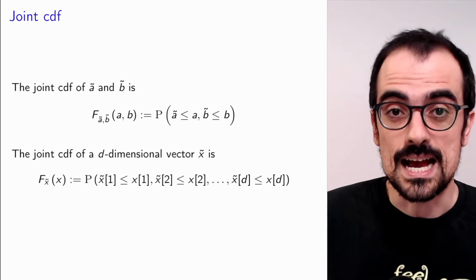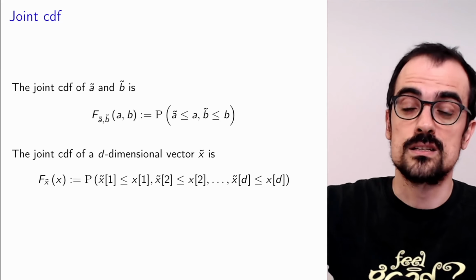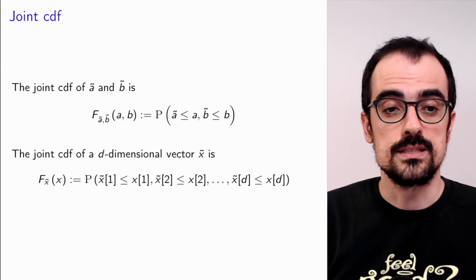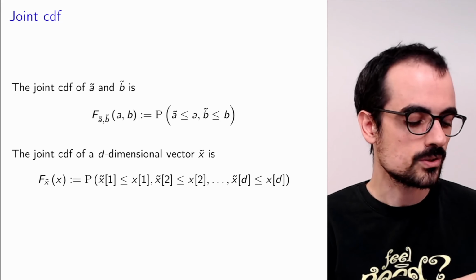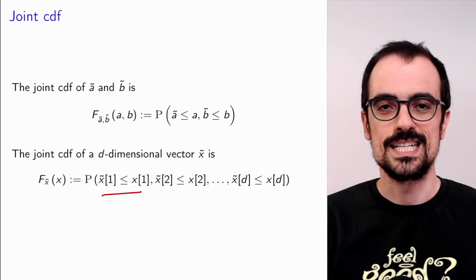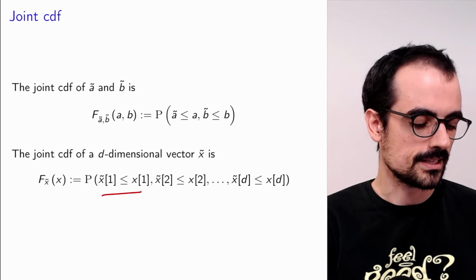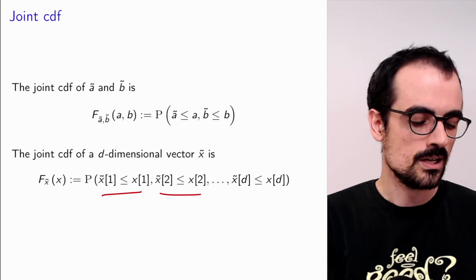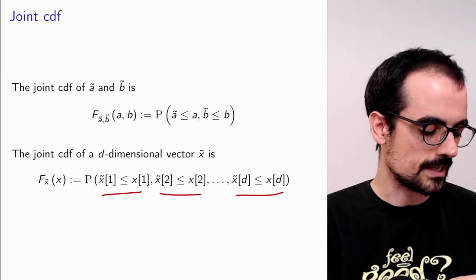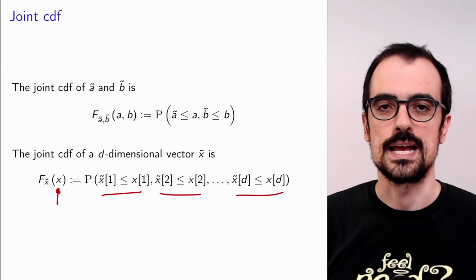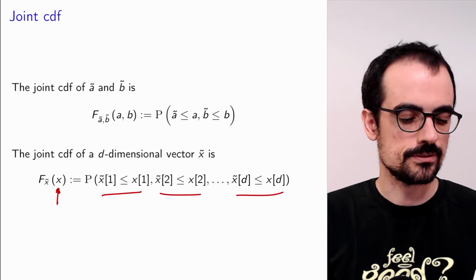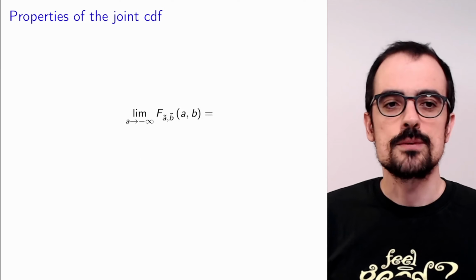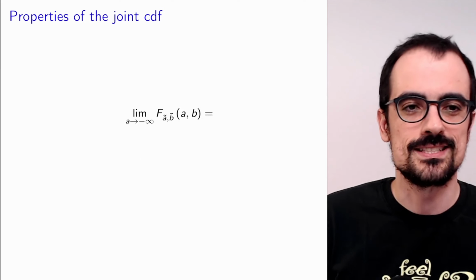For a d-dimensional random vector, or d random variables, the definition is essentially the same. It's again the intersection of these events where the first random variable is less than or equal to a certain value, the second one is less than or equal to another value, and so on, and we encode those values in this deterministic vector x. Okay, very straightforward generalization.